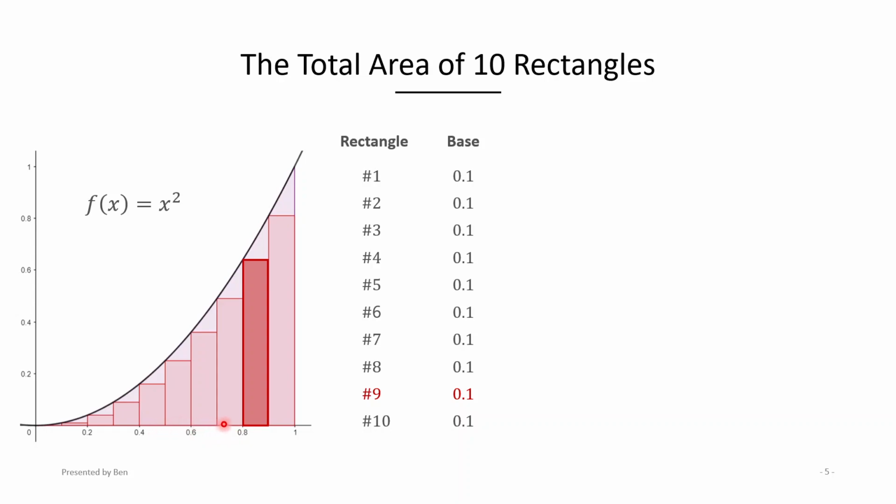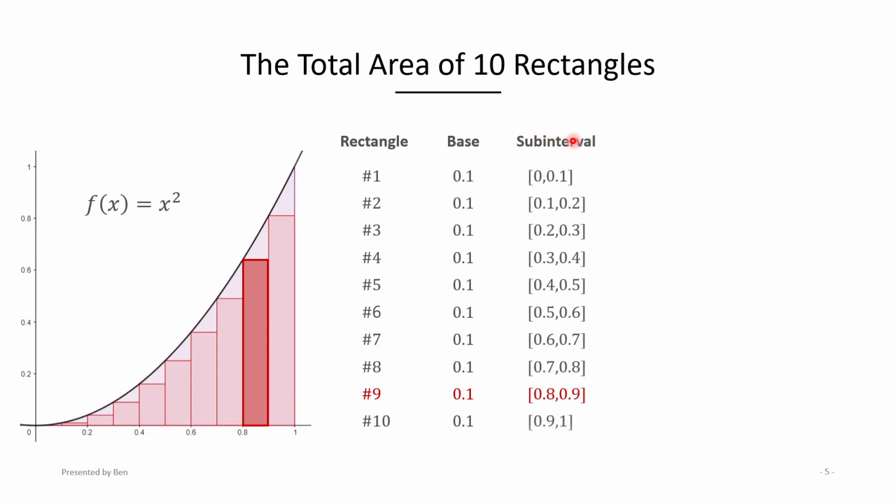With the base, we can then figure out the sub-intervals that the rectangles occupy. For example, for the first rectangle, its sub-interval will just go from 0 to 0.1, right? And the second rectangle comes after the first one, so it will go from 0.1 to 0.2. And the third rectangle comes after the second one. We can do this one by one. And for the red rectangle, its sub-interval goes from 0.8 to 0.9.